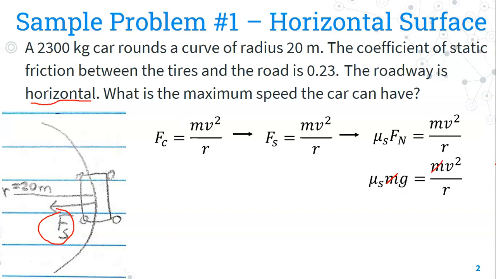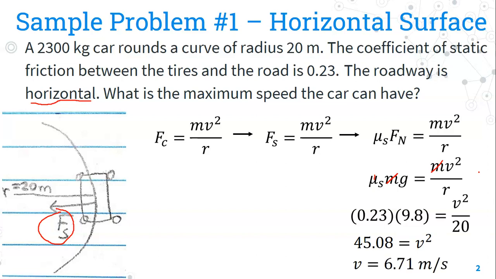And we can start plugging in numbers at this point. So I want to plug in 0.23 here and 9.8 here. I'm looking for the maximum speed that the car can have, and then I want to plug in 20 for r. So 0.23 times 9.8 and then times 20 is 45.08. Then take the square root of both sides, and you get that the speed is 6.71 meters per second. That's about 15 miles per hour.